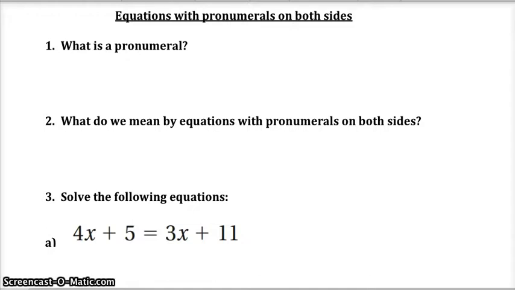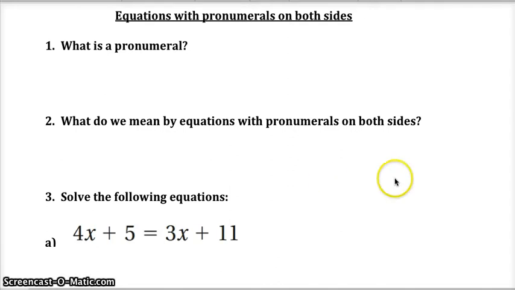What do we mean by equations with pronumerals on both sides? Well, basically what you see here in question 3a that we're going to do later on. It means that both the left-hand side and the right-hand side of the equation have pronumerals on them, which is different to your basic equations. You might just have 3x plus 8 equals 6. In these ones, you can see in this first example that there's two pronumerals and they're not on the same side. So they're a bit harder to simplify. Not very hard, just more involving.